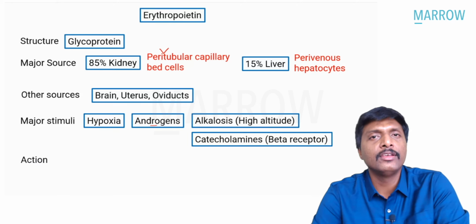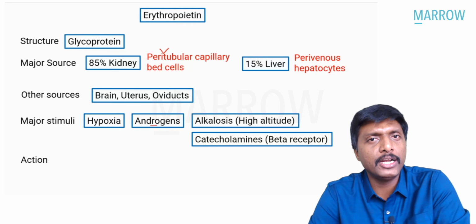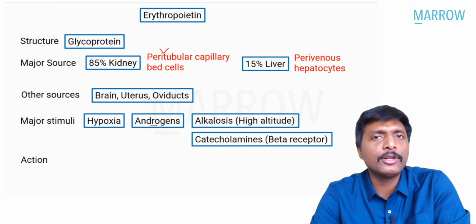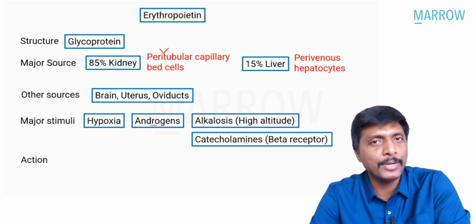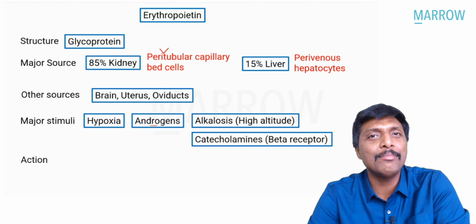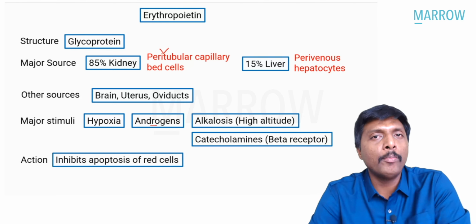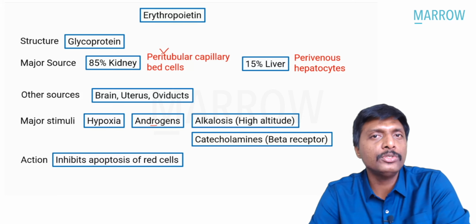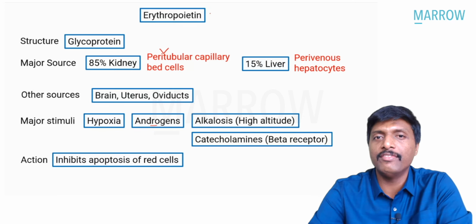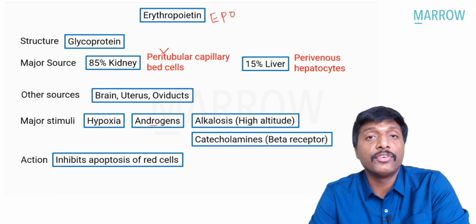Important. Next, what is the action? Why does erythropoietin come during hypoxia? It increases RBC number. How? By preventing their death. It increases their longevity, it increases their number by preventing their death. What does it mean? It inhibits apoptosis of red cells. This is the most important action of our very well-known erythropoietin, EPO. I told you, imagine someone in a nephrology intensive care unit undergoing dialysis treatment.